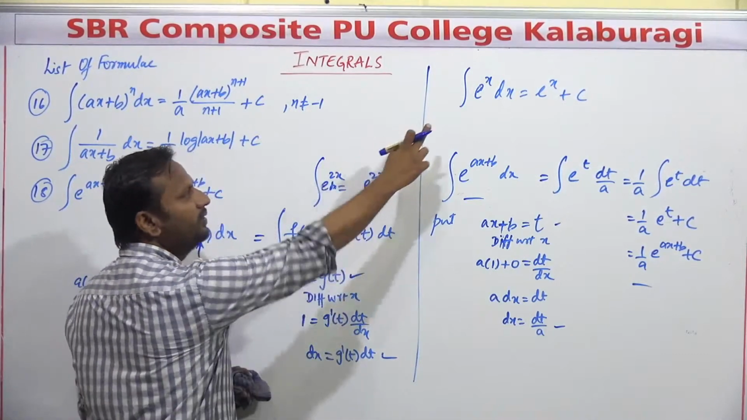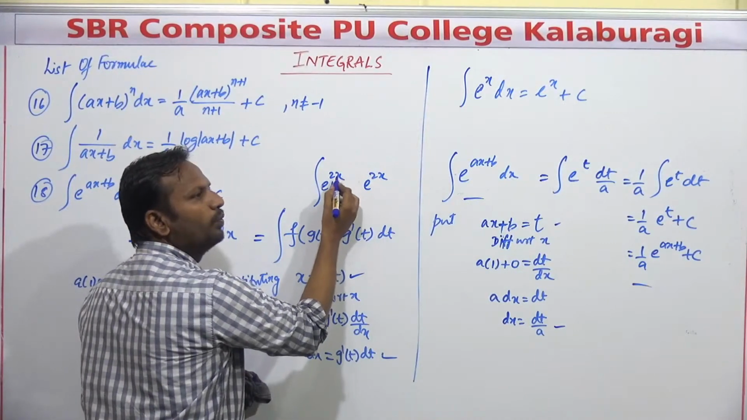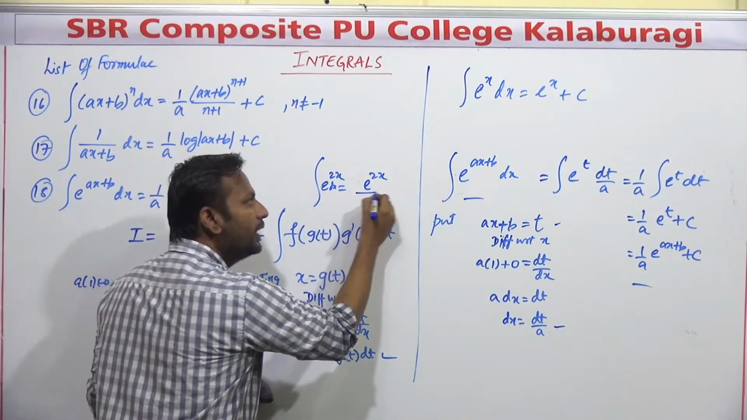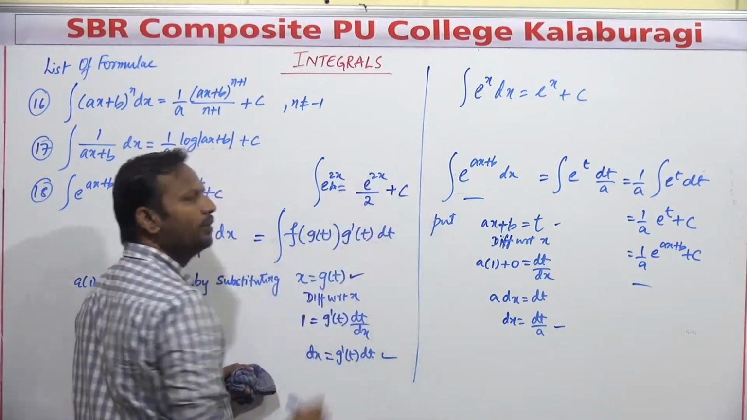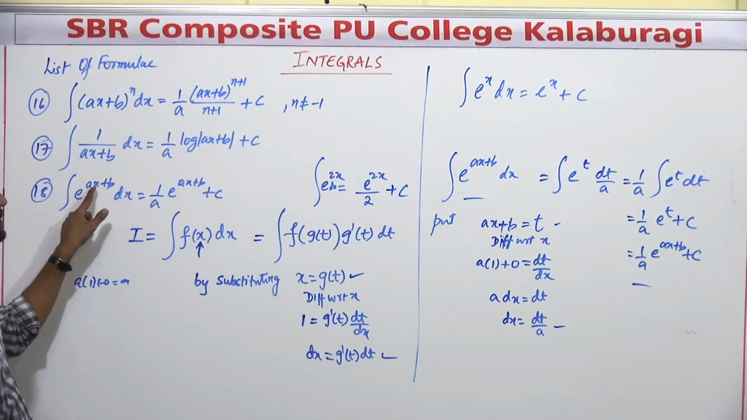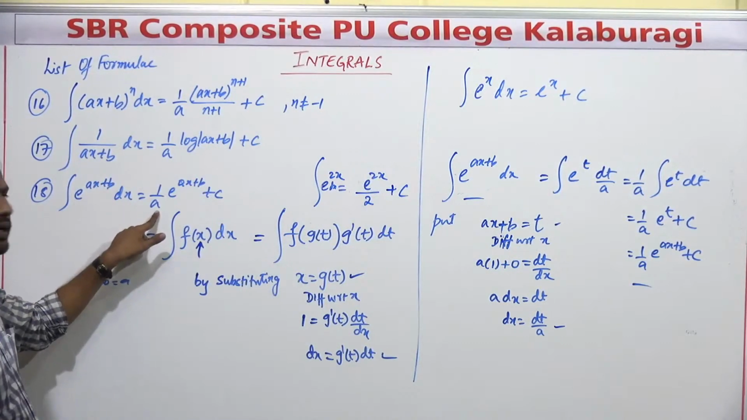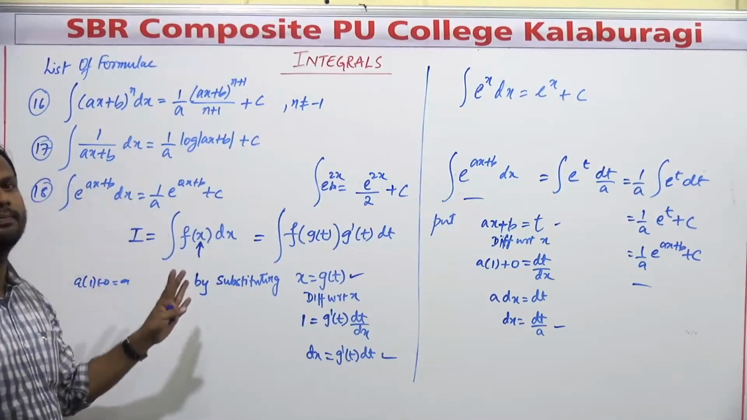What is the e raised to x integration? E raised to x. Differentiate this. 2x differentiation is 2. That you have to divide it. And write the plus c. This one. Right? Differentiate the things, divide it. Right? E raised to x integration is e raised to x. Got it? So this is how we can memorize it.